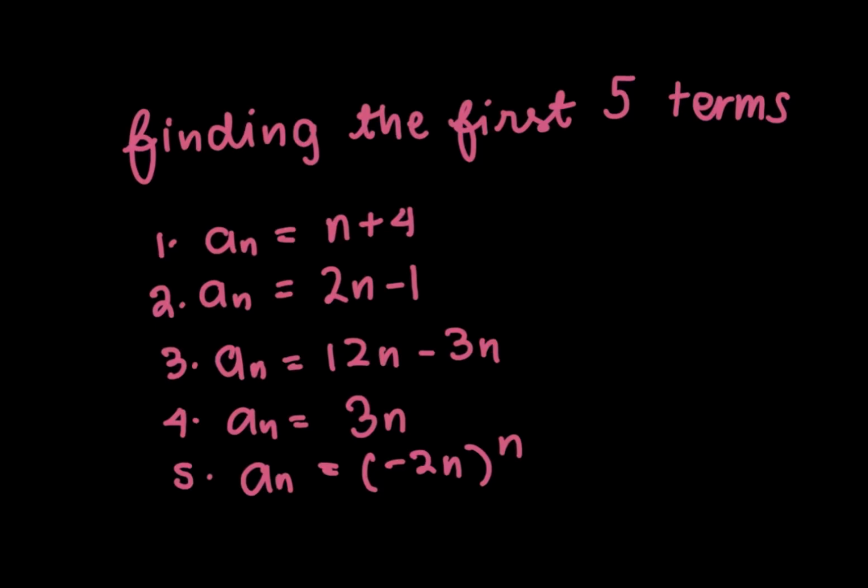Hi there! In this video, we're going to find the first 5 terms for 5 different sequences. And the key to sequences is the variable n, which represents the position of the term. And to find our answers, we simply replaced n with the numbers 1, 2, 3, 4, and 5. So, let's start with our first example.